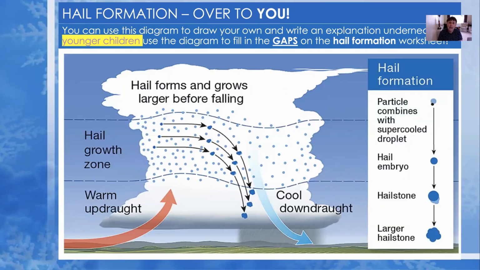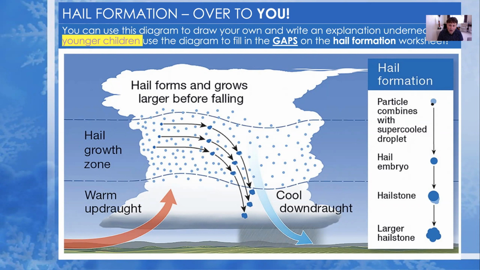So I did say that it was over to you. Younger children, there's a diagram with gaps on it on the hail formation worksheet. Those gaps can be filled in by looking at the diagram that's on the worksheet. Parents, carers, there is a version with the answers in. You can read those to the children in your care, and that should help.